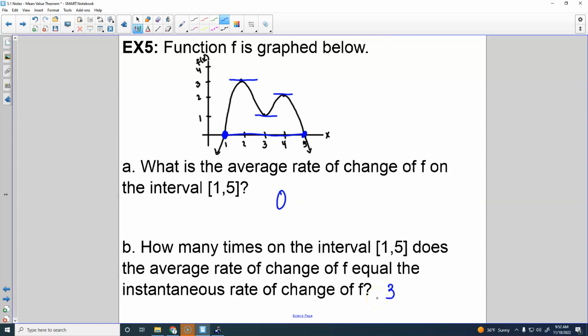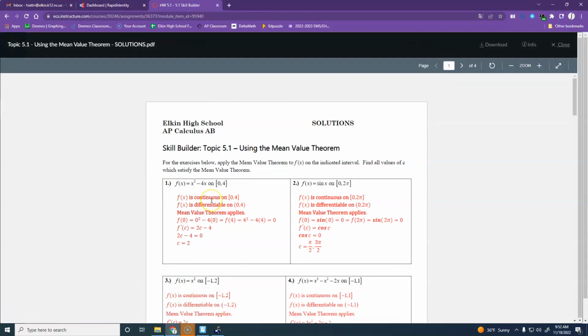All right, your assignment is going to be a worksheet. Let me pass it out. This is another Mr. Record worksheet here.